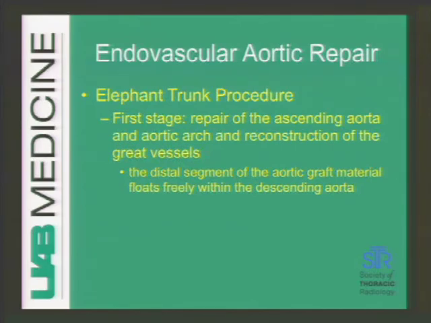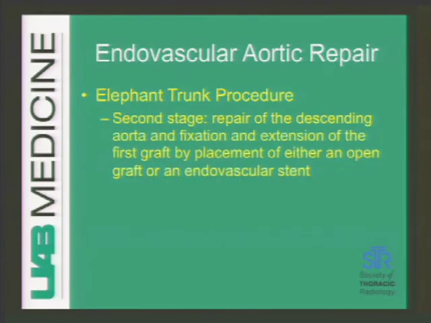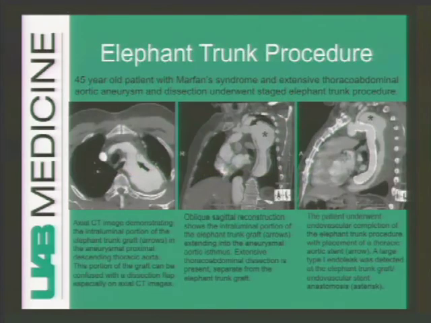The portion of the graft after the stage 1 repair kind of hangs out and resembles a little bit of an elephant trunk. In the second stage, they repair the descending thoracic aorta. In the classic elephant trunk procedure, this was done via left thoracotomy and a descending thoracic aortic interposition graft. Currently, more commonly now, they're doing modified or hybrid elephant trunk procedures where they use an endovascular stent to complete the elephant trunk to repair the descending thoracic aorta.